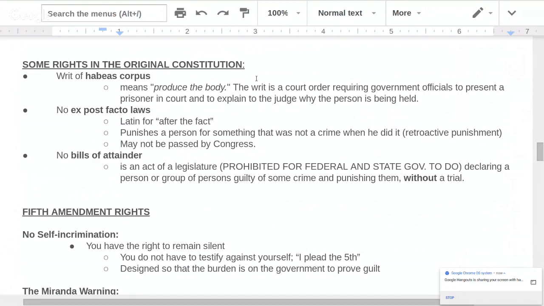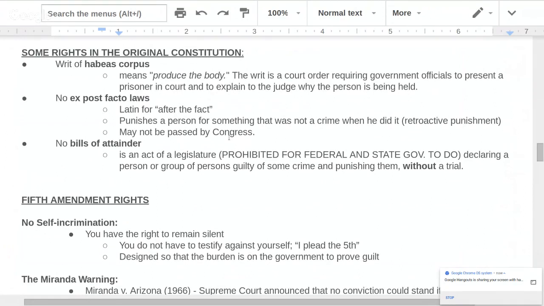No ex post facto laws, meaning Latin for after the fact, punishes a person for something that was not a crime when he did it. It may not be passed by Congress, meaning that if, for example, abusing dogs is now illegal, but people in the past have done that, they cannot be convicted because it is after the fact. It's already established.